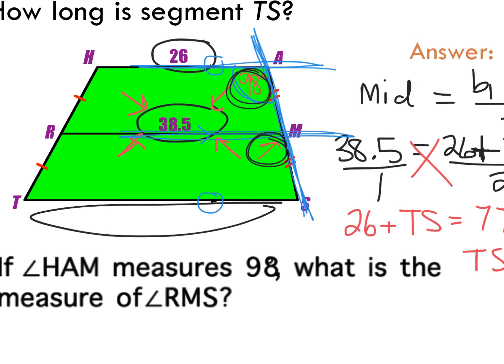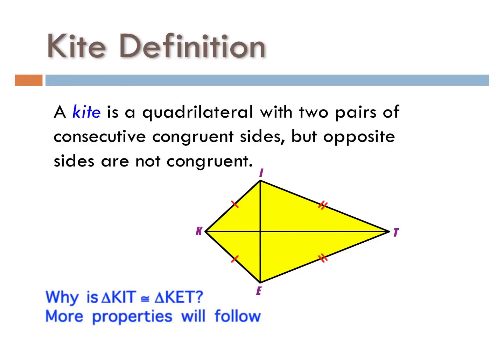Hopefully you realize and remember those are corresponding angles, so the measure of angle RMS is going to equal the measure of angle HAM, which is 98 degrees. All right, so that's all about trapezoids. Now let's switch gears to kites.